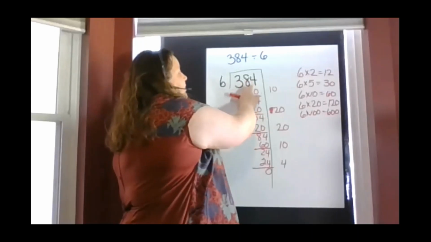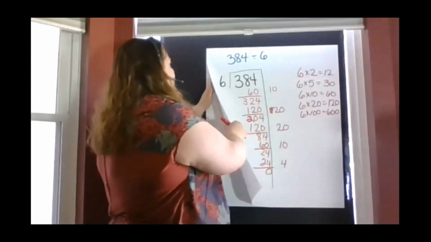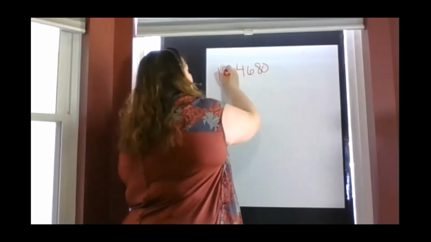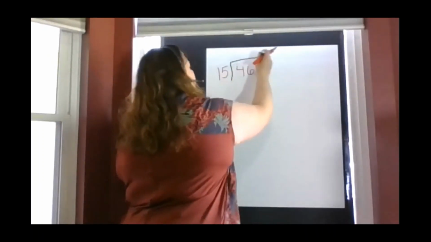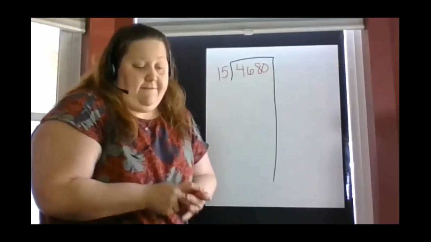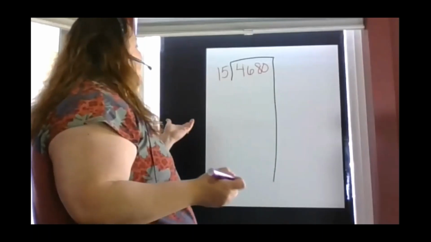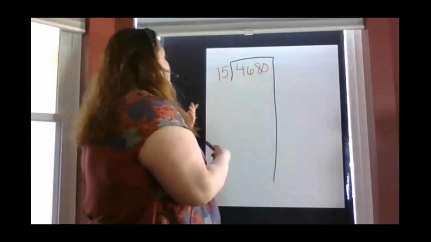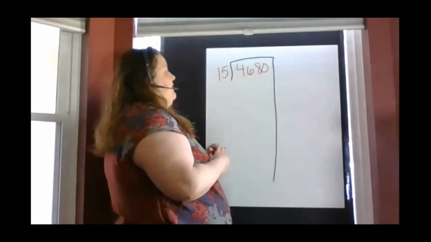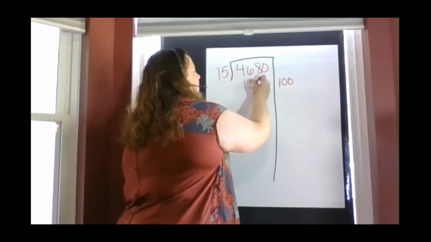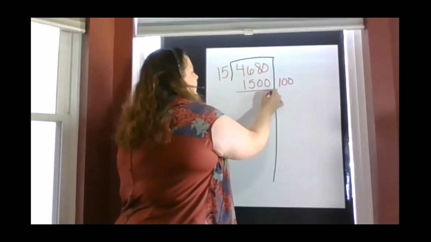This type of partial quotient work works with two-digit numbers too, when my divisor is a two-digit number. So we think about it in the same way. We can think about 15 times 10 is 150. 15 times 100 is 1,500. I could take 1,500 away from here. So I'm going to think about that. 15 times 100 is 1,500. I'm going to subtract that.